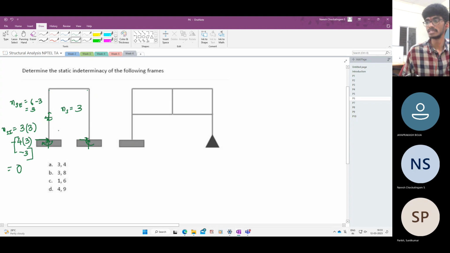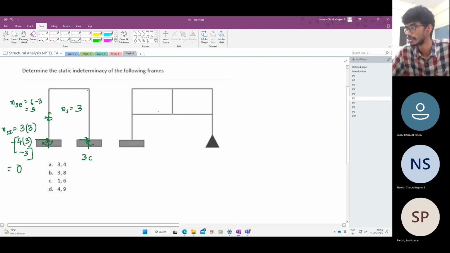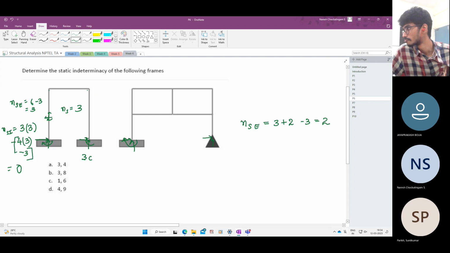So the same thing comes even if we use the formula 3C for internal indeterminacy, because there is no closed loop. It is an internally determinate frame structure, which is a portal. That's all. In this case, what is the static external indeterminacy? We have 3 reactions here, and we have 2 reactions here. So degree of static external indeterminacy is 3 plus 2 minus 3 equations, which is 2.